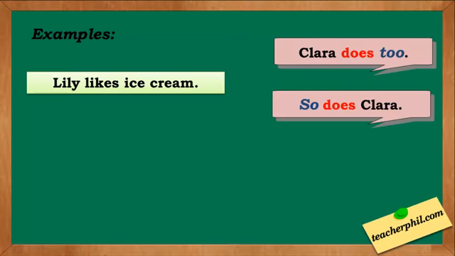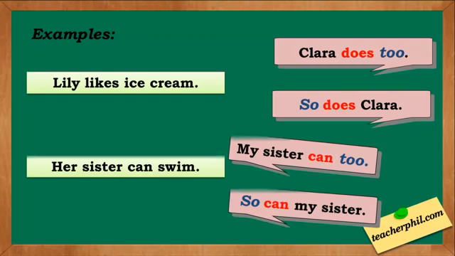Let's try to look at some of the examples one more time. Lily likes ice cream. Clara does too. Or, so does Clara. Her sister can swim. My sister can too. Or, so can my sister. Look at the word order. Too comes at the end of the sentence, while so is at the beginning.